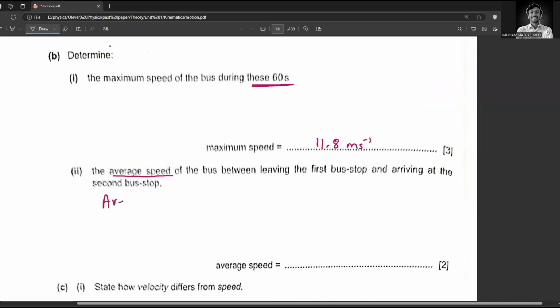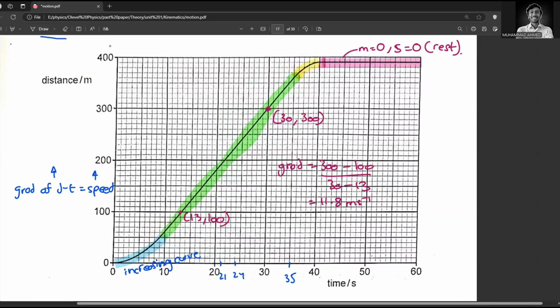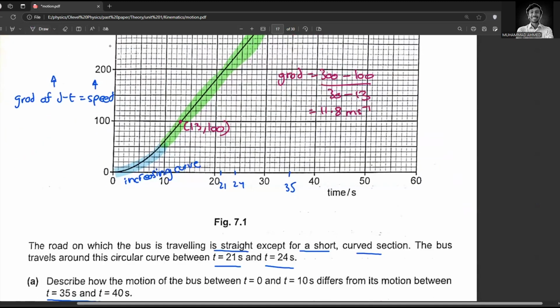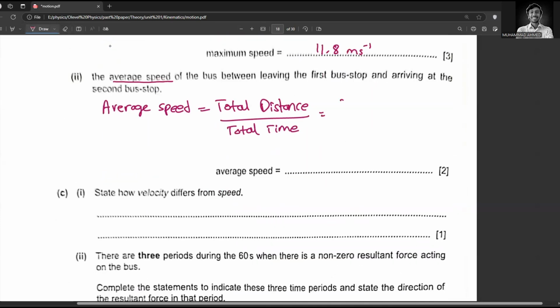You have to calculate the average speed. What have I told you? Average speed is equal to the total distance divided by the total time. What is the total distance that you have covered? You have covered the distance up till here. That is 390. What is the total time? 60. Can you calculate the average speed? Yes.